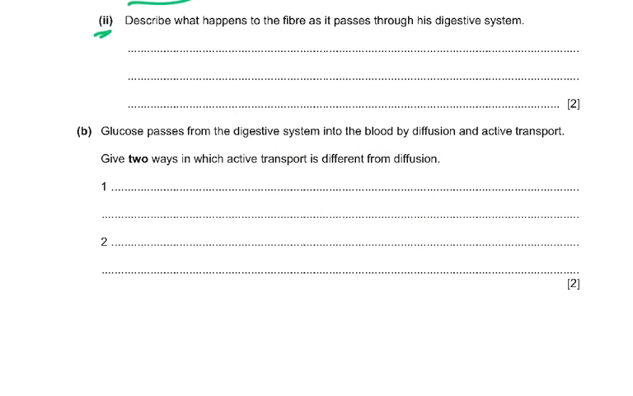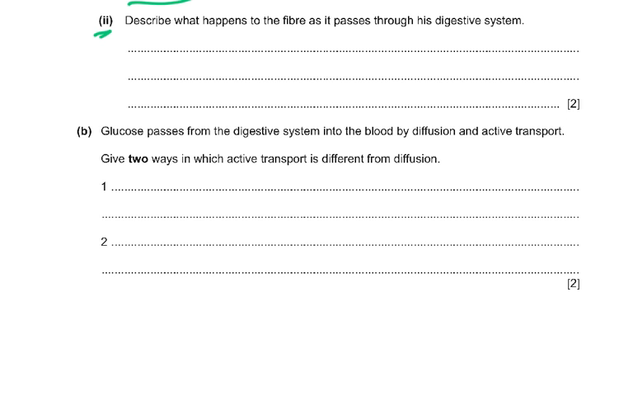Then coming to part 2, describe what happens to the fiber as it passes through the digestive system. Very simple, very basic. It's not digested, or if you said it's not broken down, it is passed out in the feces, or you can say it is egested out of the anus in the feces.